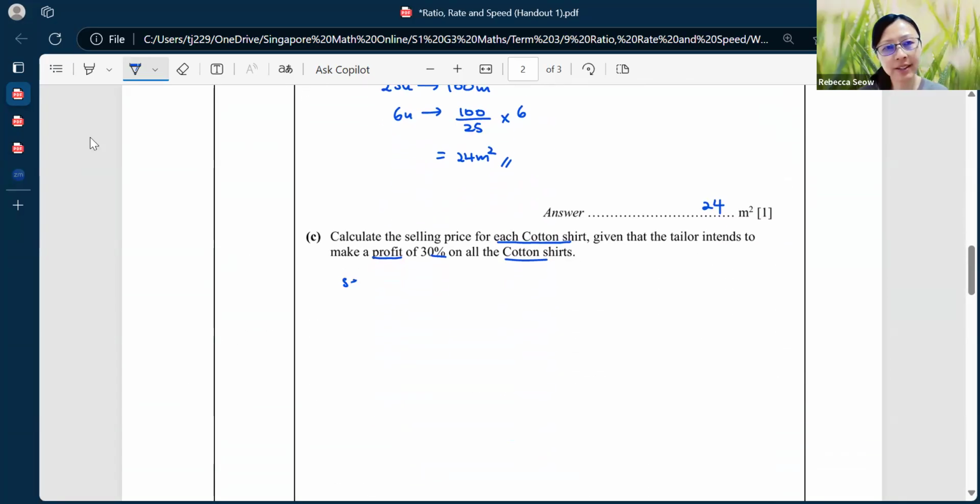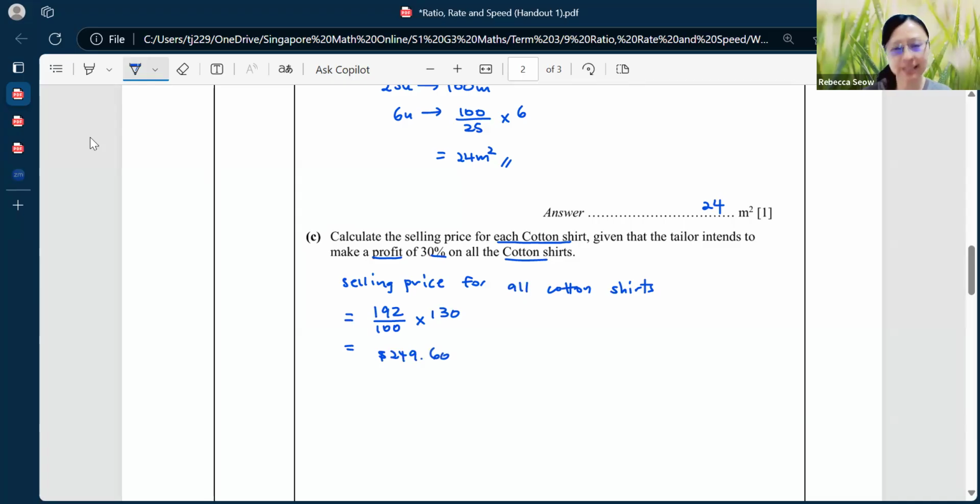So let's find the selling price for all cotton shirts. And that will be $192 out of 100. This will give you 1% times 130 cents. Times 130, that will give us $249.60.